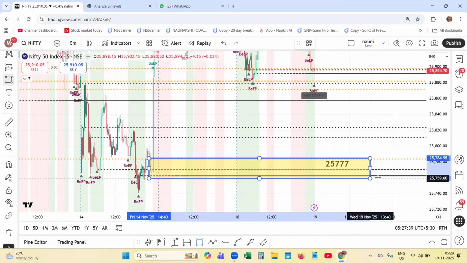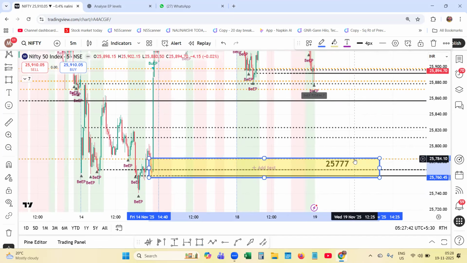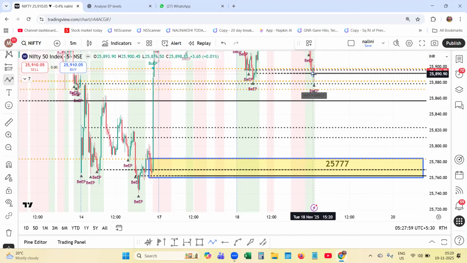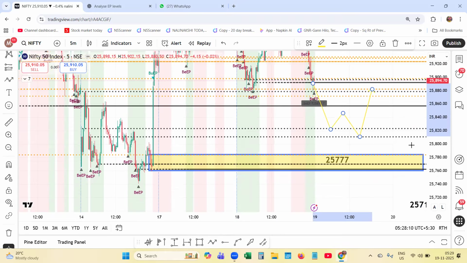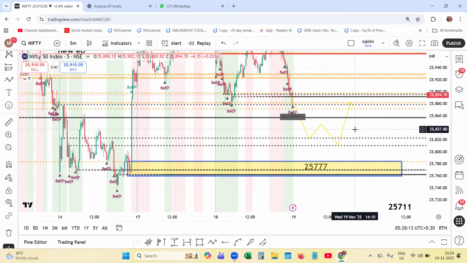So we can anticipate 25,777 to 784 is the strong zone. And market had pierced through this level. Probably if it comes down and retests this level, or this level, any hourly strong EP that has been formed, the green line, means around this is the make or break level because market has pierced through.